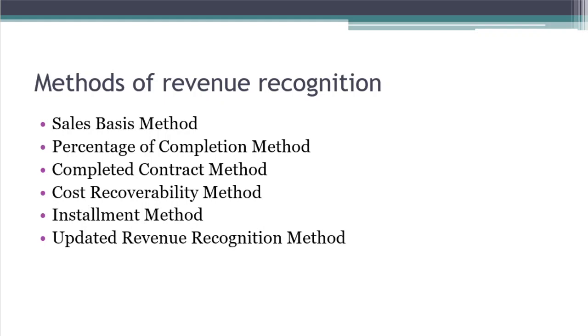Depending upon the nature of business, there are several methods to recognize revenue. Those are sales basis method, percentage completion method, completed contract method, cost recoverability method, installment method, updated revenue recognition method, which is based on ASC, Accounting Standard Codification 606.